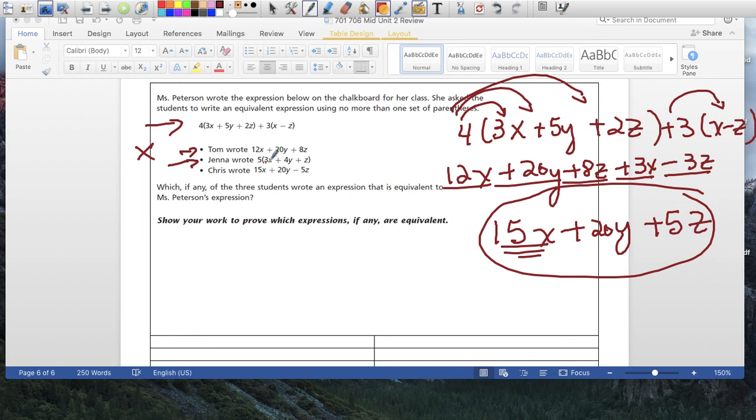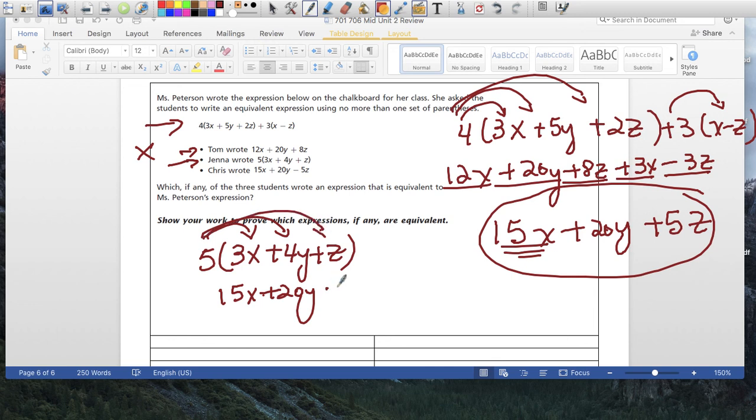Jenna wrote that it's the same thing as 5 plus parentheses 3x plus 4y plus z. Let's take Jenna's expression and apply the distributive property. 5 times 3x is 15x. 5 times 4y is 20y, positive. And 5 times z is positive 5z. Guess what? Jenna's correct. Look, Jenna matches the teacher's expression. And again, you would have to explain all this.